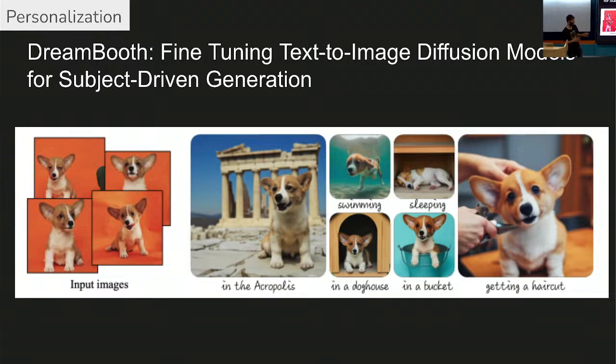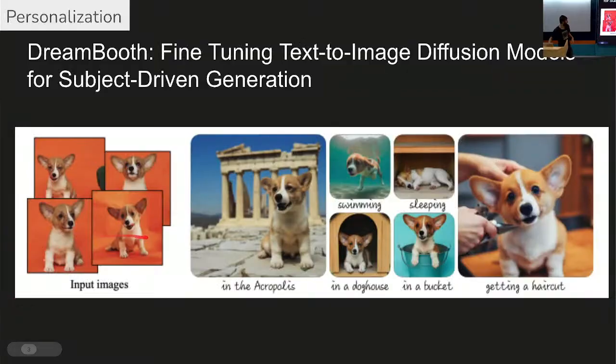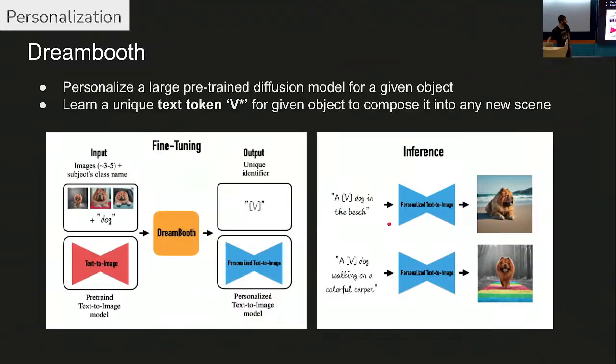There are lots of works which fine-tune the base diffusion model on this concept, and now you can generate this concept wherever you want it. So for instance, you can generate that dog swimming, sleeping, and so on and so forth. You can see the identity of the dog is also well preserved.